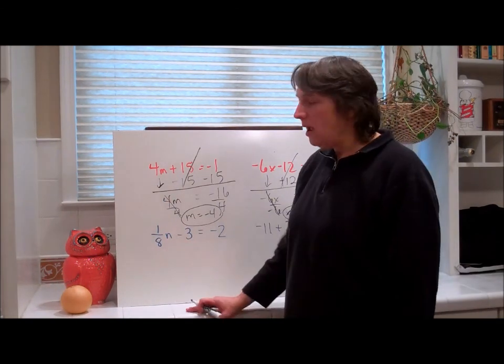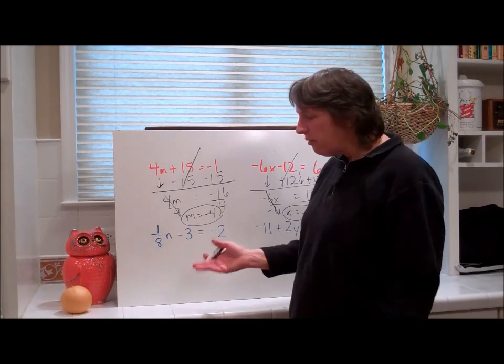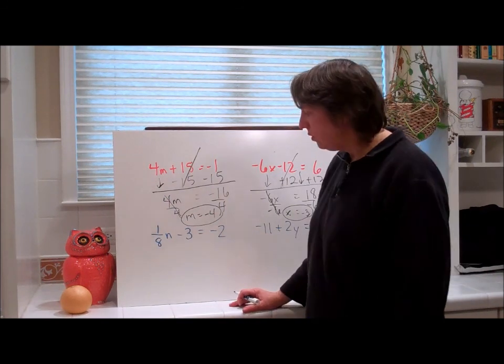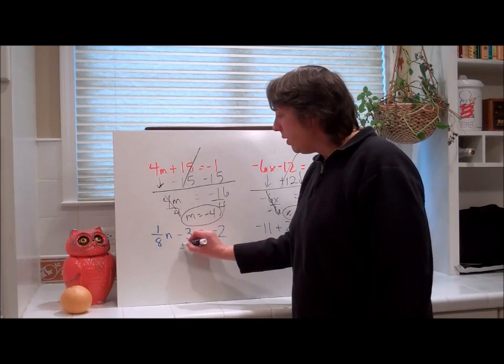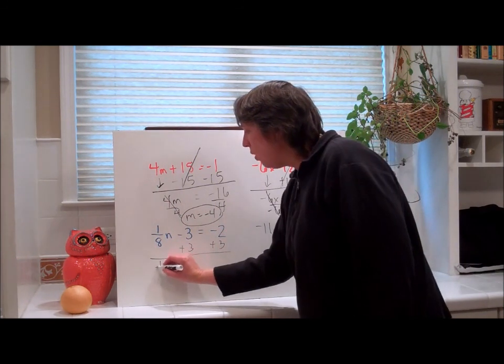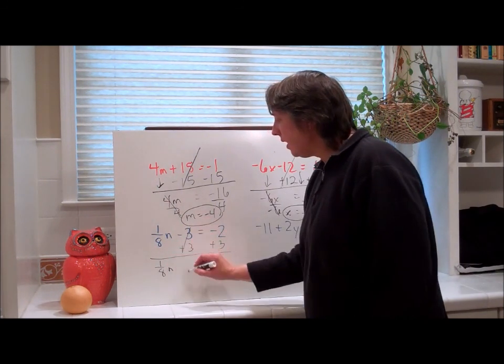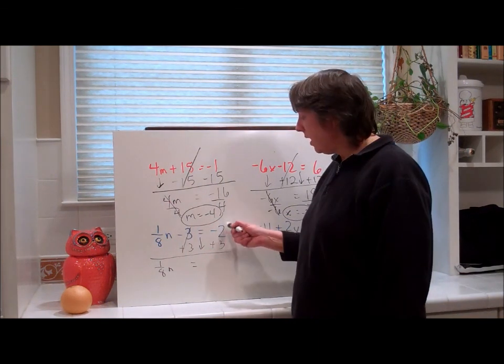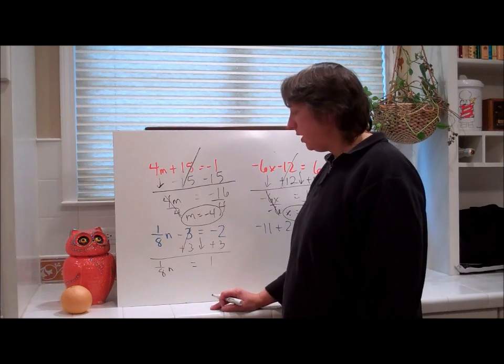Oh boy, I have a fraction. But first, check to see if I can simplify the equation. No. I'm going to add 3 to both sides. Hopefully you're getting the hang of this. I bring down 1/8 n. These cancel. I bring down my equals. And I read this as negative 2 plus 3, which is 1.